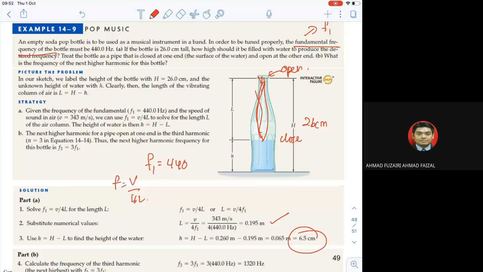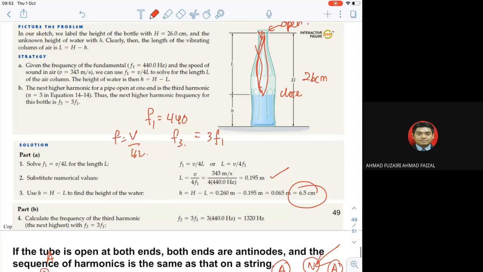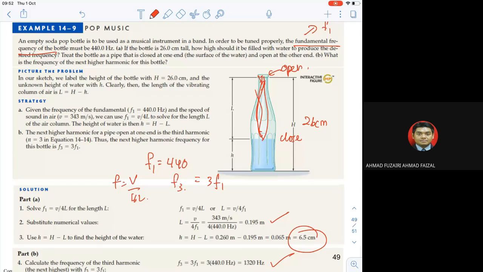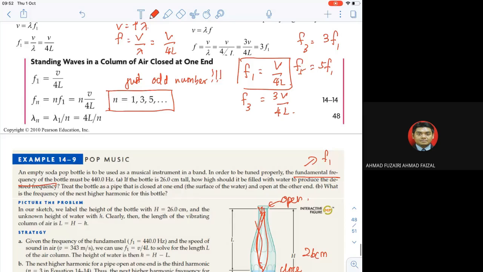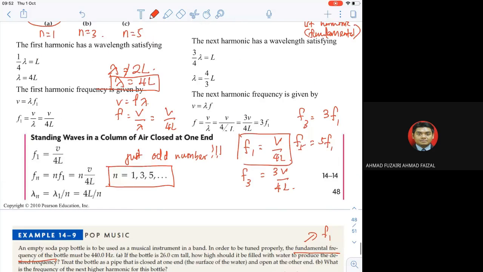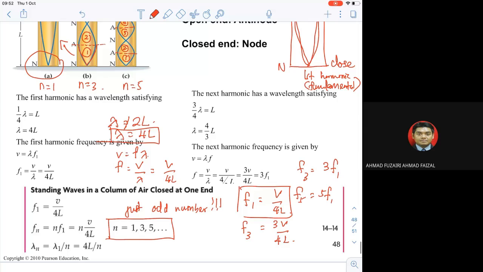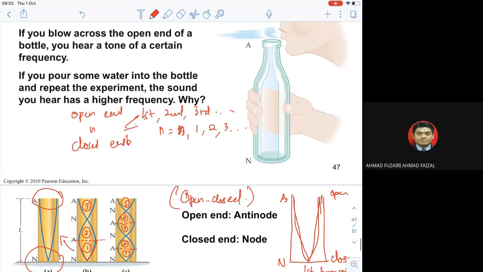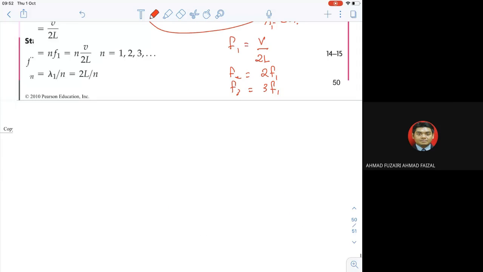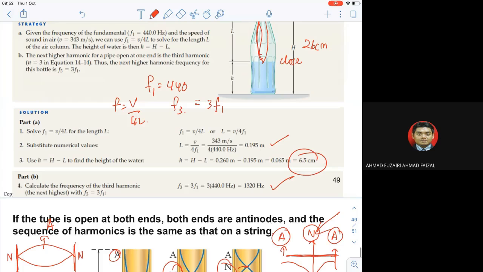And part B, what is the frequency of the next higher harmonic for this water? So this is f1, and we need to calculate f3. f3 is 3 f1. Very easy. 1320 hertz. Okay, very straightforward. You just need to understand the drawing, the conditions, antinode or node, and of course you should know two things, just lambda and frequency. Okay, I think that should be the end of our discussion in terms of wave and sound.